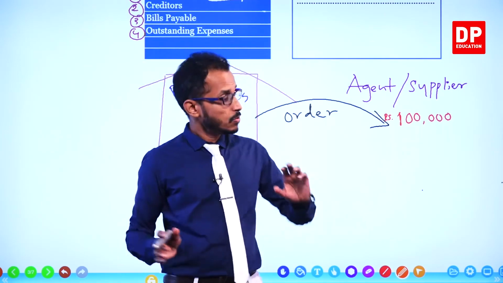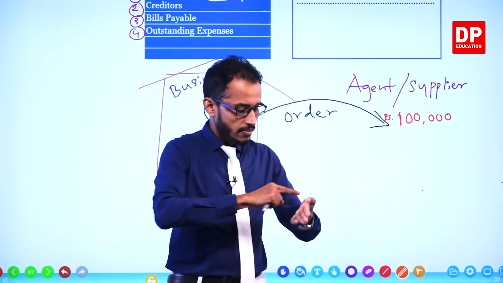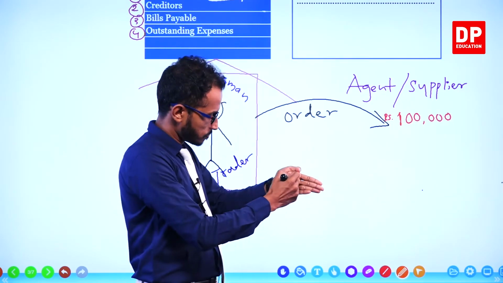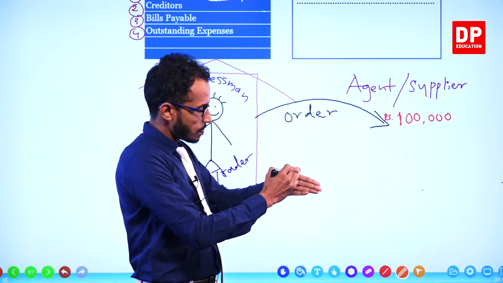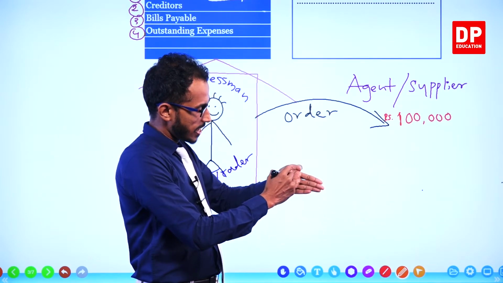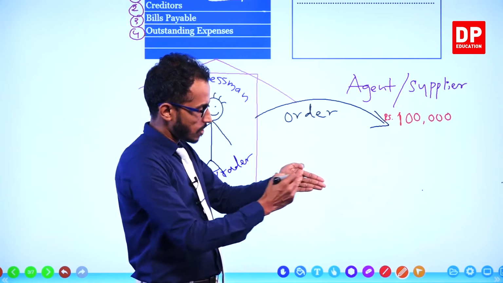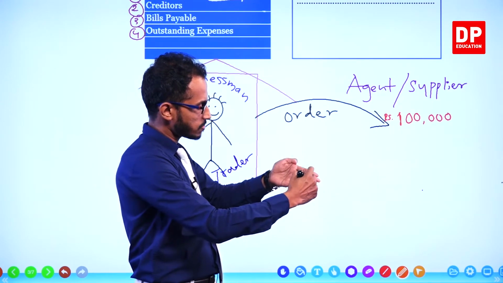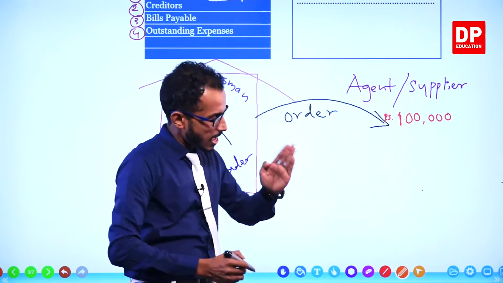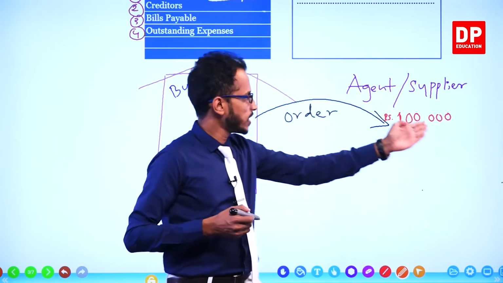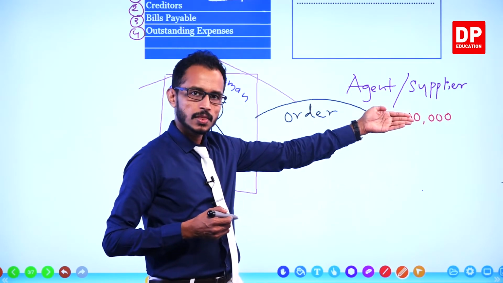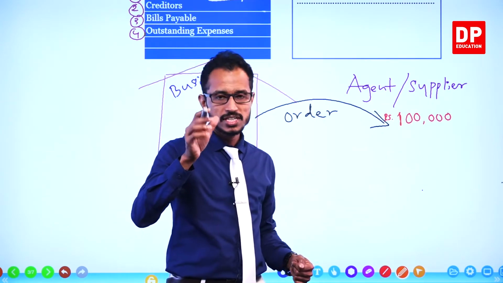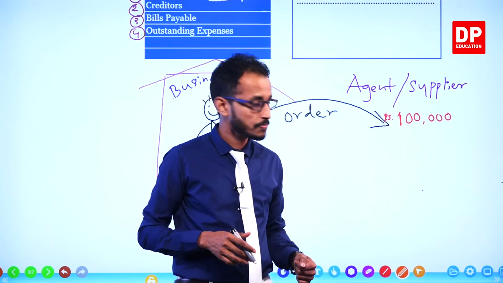I'm not going to pay him with cash. I'm going to write a check. I write pay agent, Samsung agent, 100,000 rupees. And I'm signing the check, handing over the check to the agent. I'm paying this agent by using a check, a 100,000 rupee check.